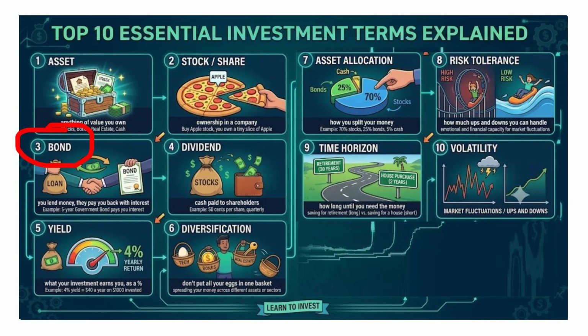Which brings us to the next term, bond. A bond is simply a loan. You lend money to the government or a company, and in return, they pay you interest, then give you money back at a set date. Example, you buy a government bond, and in the next 5 years, it pays you interest just for holding it.